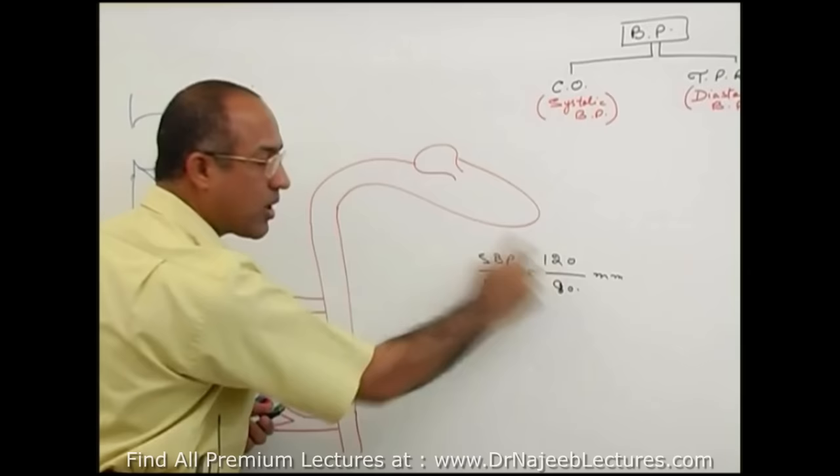I think the remaining story, you know, when there is reduced total peripheral resistance, diastolic blood pressure depends mainly on total peripheral resistance, so that will eventually lead to reduced diastolic blood pressure. Is that clear?